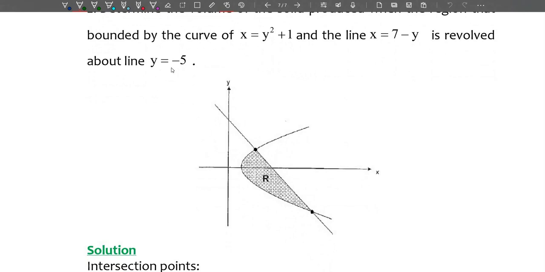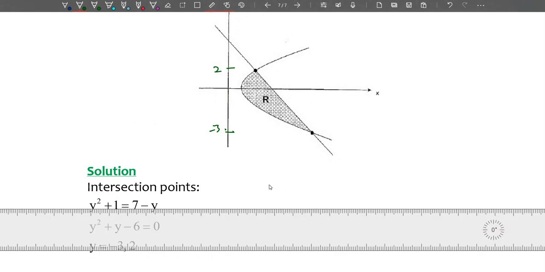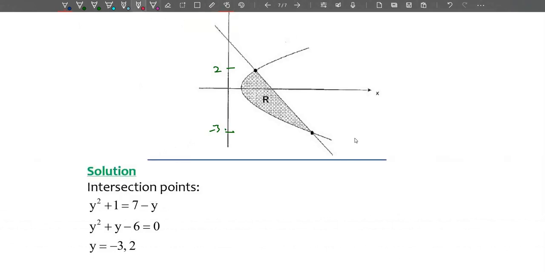First, we need to determine where the line y equal to negative 1 is. As the first step, you may find the intersection first so that you know where to draw the line y equal to negative 1. Find the intersection points and we have y equal to negative 3 and 2. So these are the intersection points, negative 3 and 2. Therefore, y equal to negative 1 might be around here. This figure, we rotate about the line y equal to negative 1.